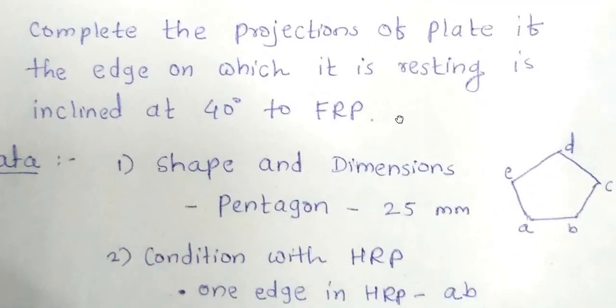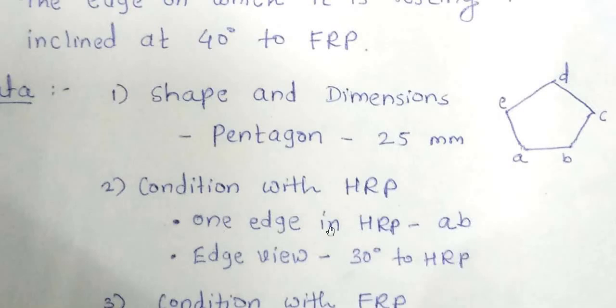So we'll write down that condition first. One edge is in the HRP. And immediately we will specify which edge that it will be. They have not specified any specific edge, so we have with us a rough drawing of pentagon, so we will specify that let this edge AB will be in HRP. This is the first condition.